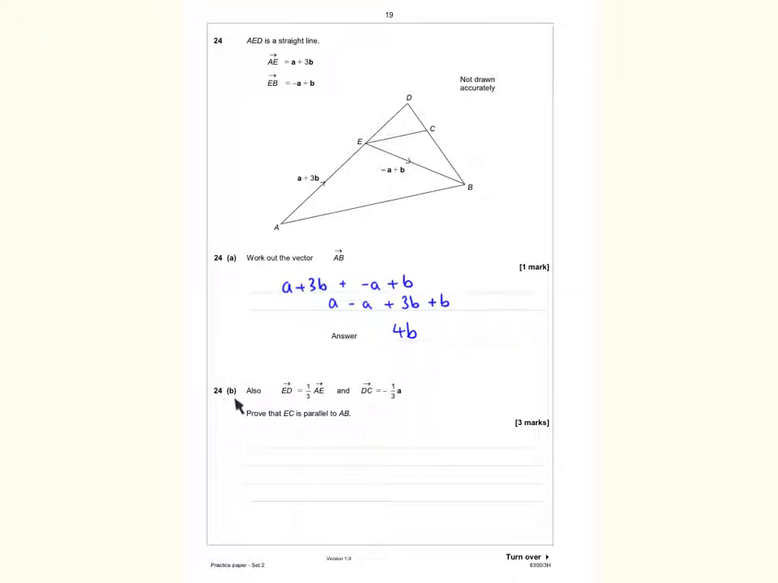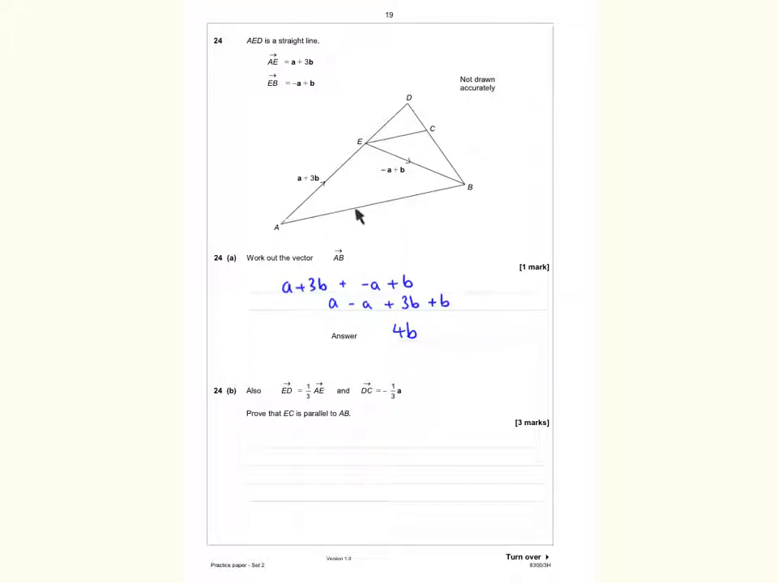Question 24B now. Also ED, which is here, is a third of AE, so it's a third of that. And DC, which is here, is negative a third of A. So that actually means A goes that way, and the negative of that is going to come this way. Prove that EC is parallel to AB. So AB is here, EC is there.